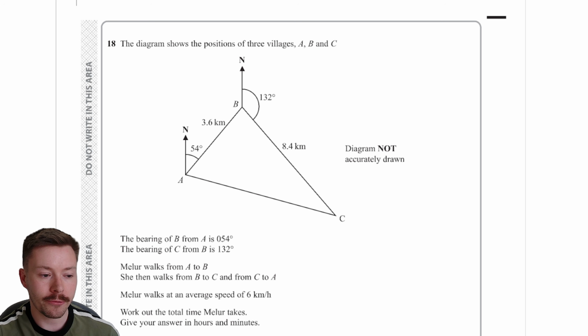The bearing of B from A, so the bearing of B from A, 054. The bearing of C from B is 132, like we've got on the diagram.